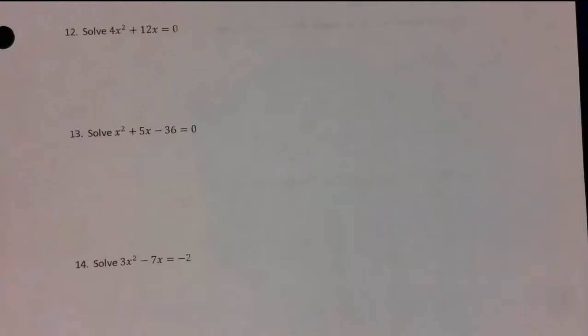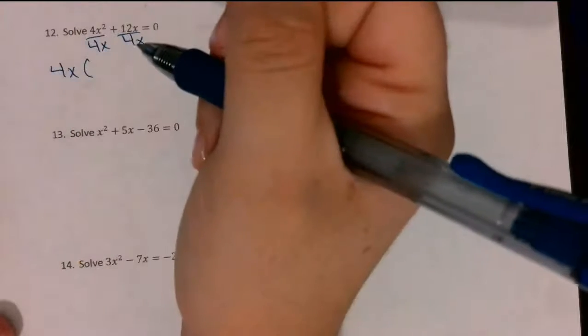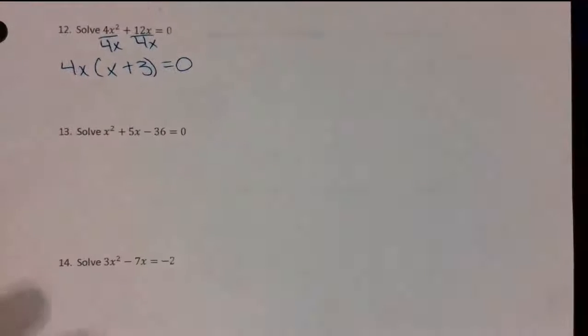Okay. This one wants me to solve. I have to factor. Since I only have x terms, I can factor out an x, and I also notice that both of my coefficients are divisible by 4. So I'm going to divide them both by 4x and write that out front. 4x squared divided by 4x is just x. 12x divided by 4x is 3. Now I have two factors multiplying to each other, and I can set them equal to 0 and solve those.